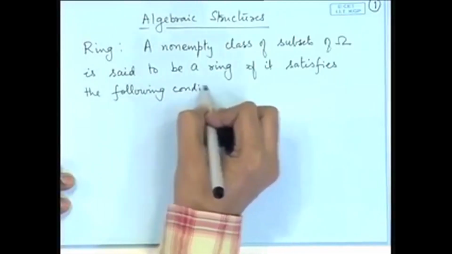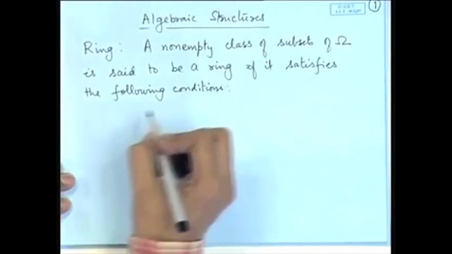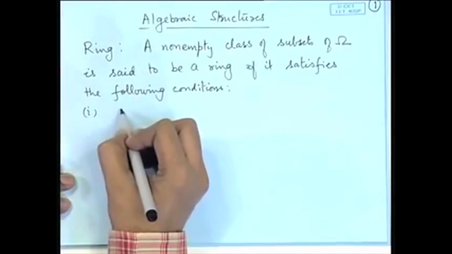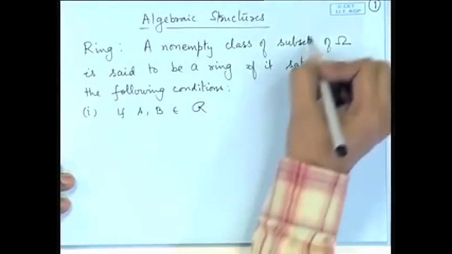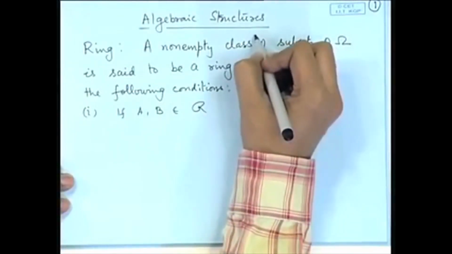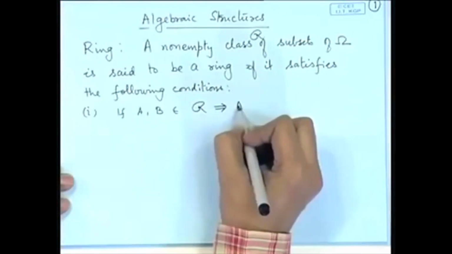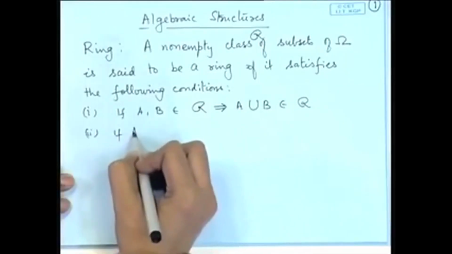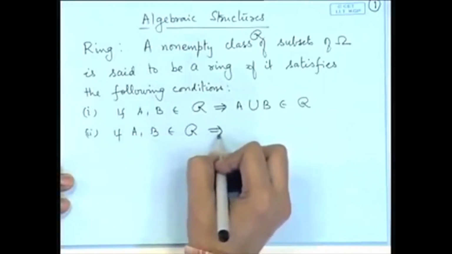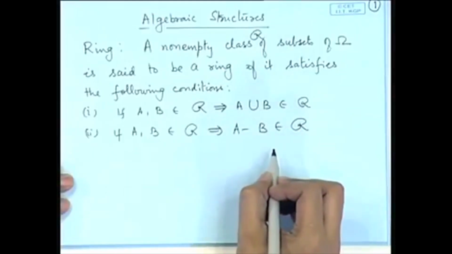The conditions are that it should be closed under the operation of unions and differences. That is, let me use the notation script R for the non-empty class. If A and B belong to R, then A union B belongs to R, and if A and B belong to R, then A minus B also belongs to R. That means the ring is a structure which is closed under the operation of unions and differences.